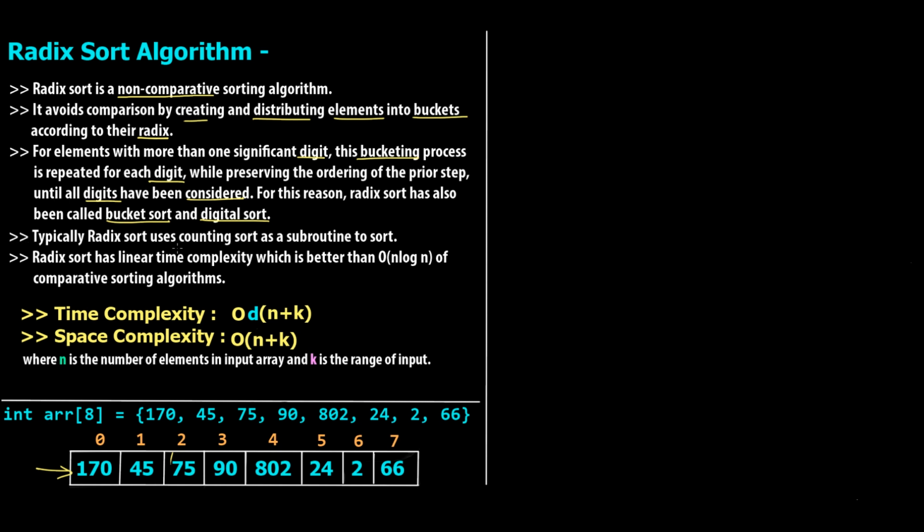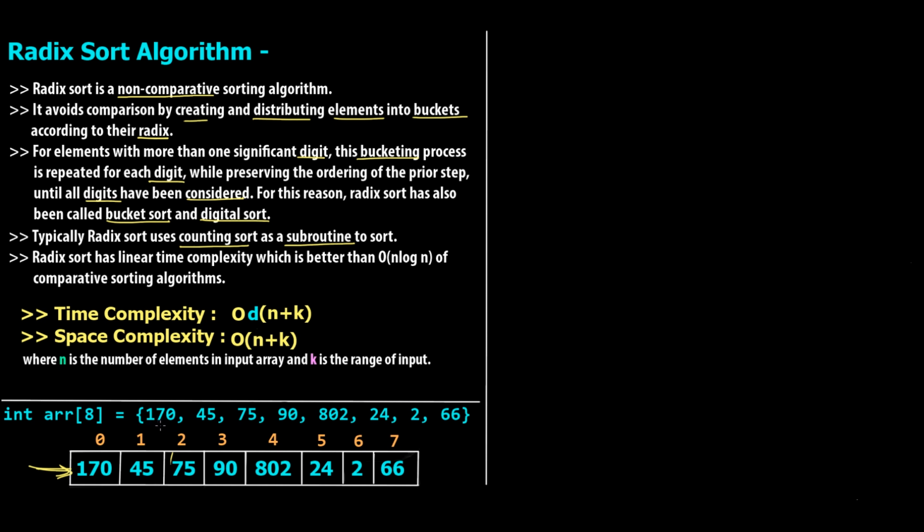Moving on, typically Radix Sort uses counting sort as a subroutine. Now the obvious question arises that if Radix Sort ultimately uses counting sort, why not use counting sort directly, right? If you take this example over here, in our array you can see we have elements or integers which have multiple digits. So 170 is a 3-digit element, that is a 3-digit number.